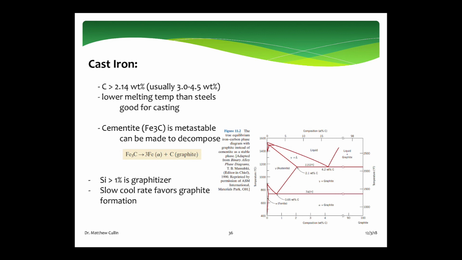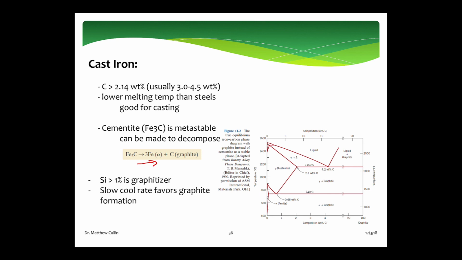And if you think about where that actually puts us on our diagram here, what we realize is that iron carbide is not an equilibrium phase. It's metastable, and it can be made to decompose into just pure carbon, graphite, and iron.